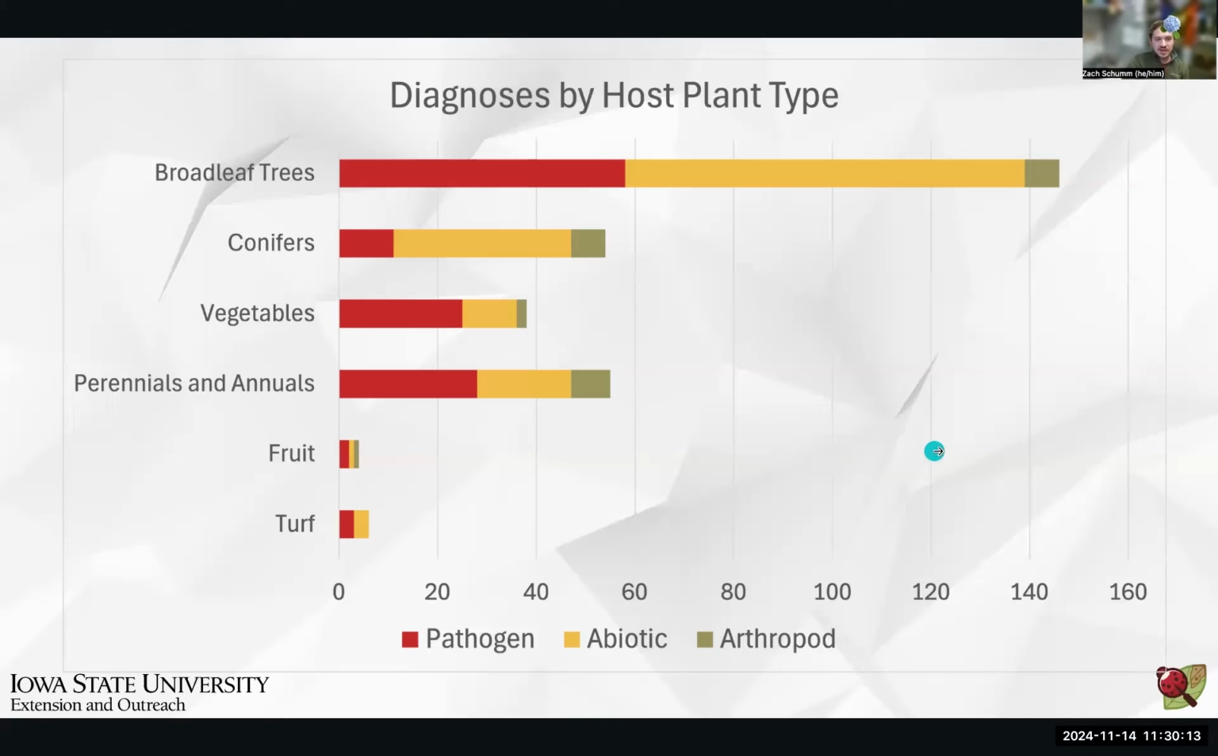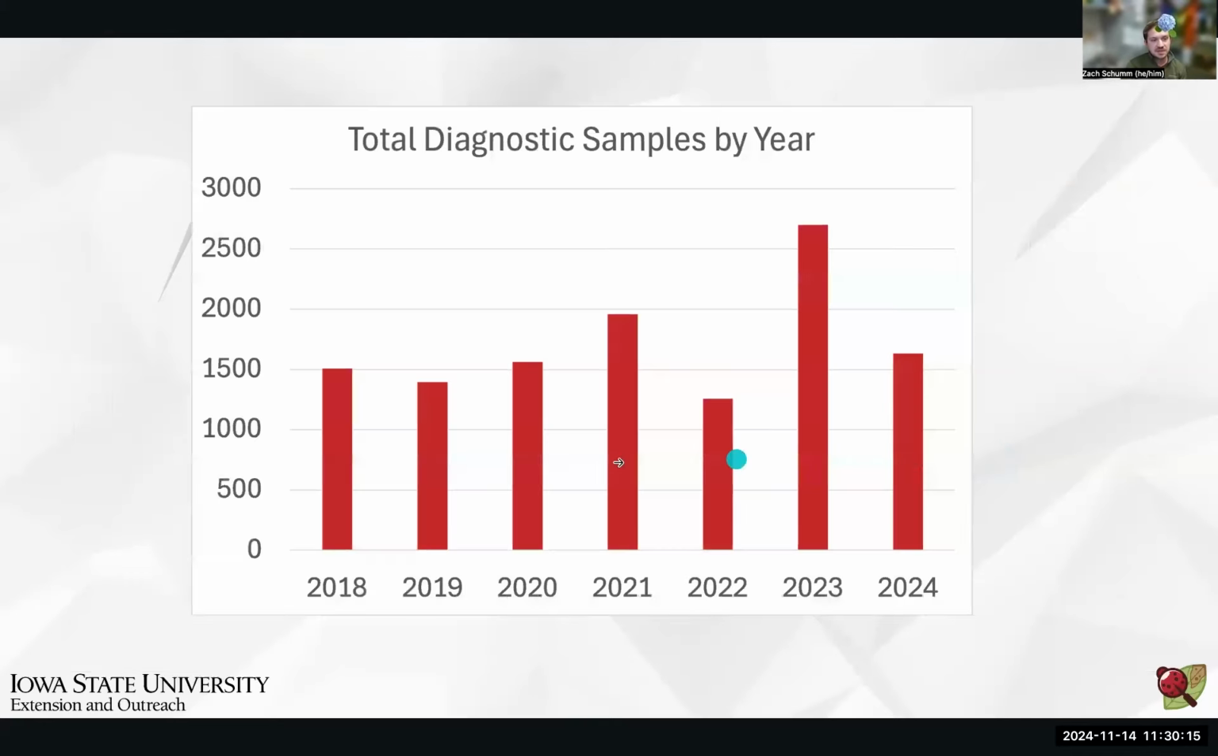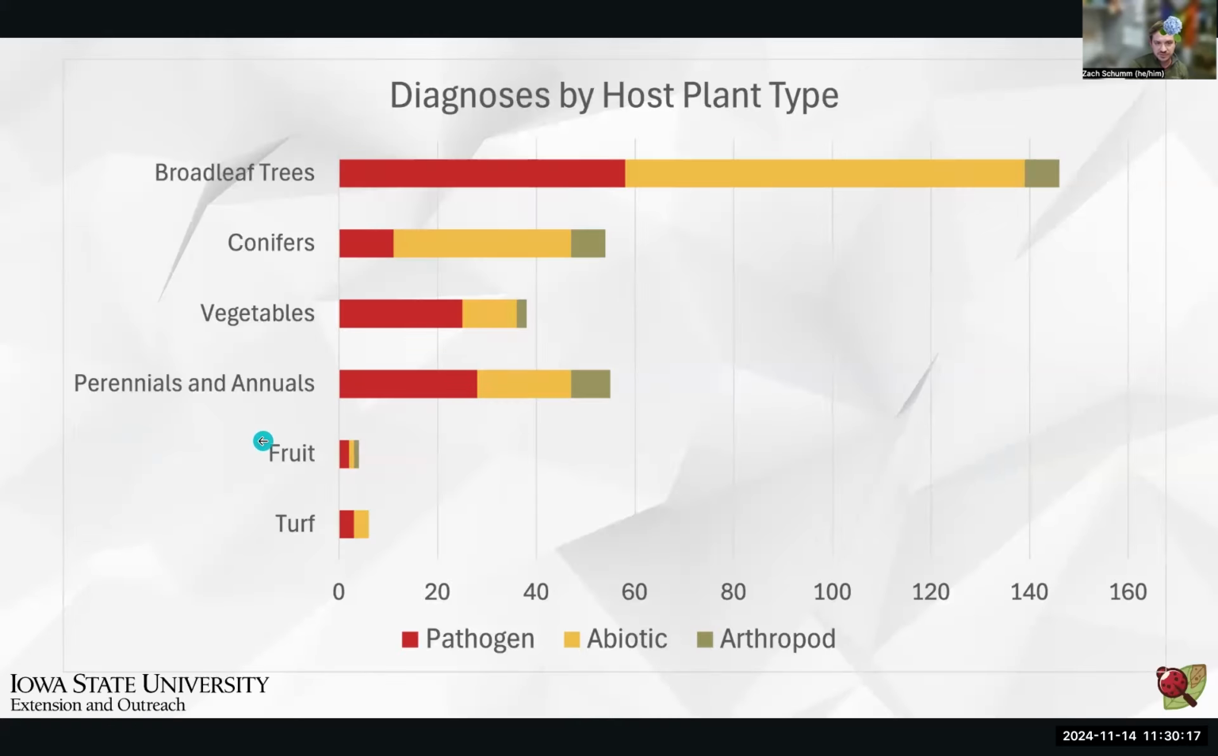If we're looking at the diagnoses by host plant type, I'm going to start with broadleaf trees up here. You can see that there's a mixture of pathogens, abiotic issues, and arthropods in all of these. Broadleaf trees, sorry, we're fixing an issue right here as I'm talking, so don't mind us. We see a good mixture of pathogens and abiotics on broadleaf trees, but you'll notice on a lot of these that the issues tend to be pretty dominated by abiotic conditions.